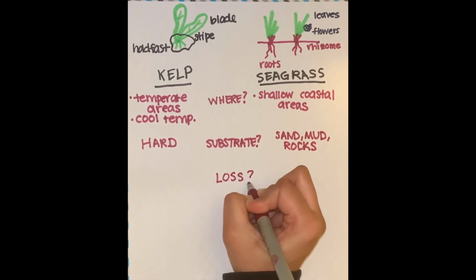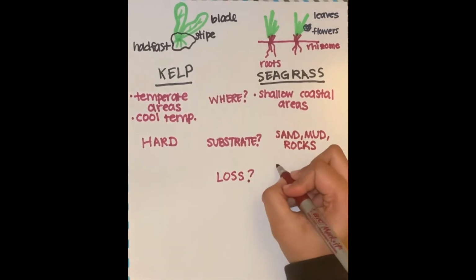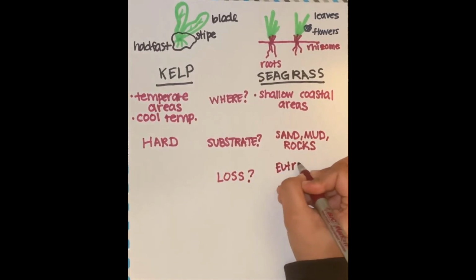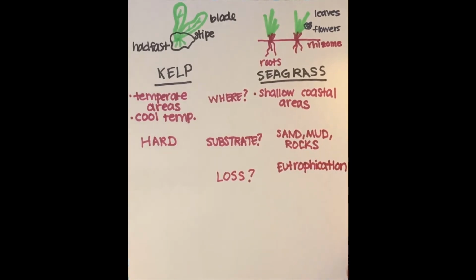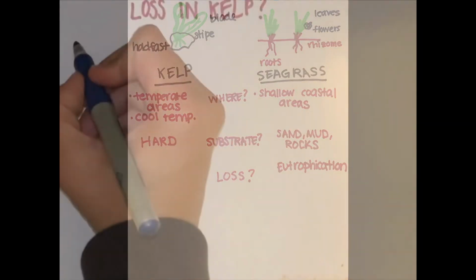Now, what happens from their loss? Remember when we learned about eutrophication, the increase in biomass due to an increased amount of nutrients? This can block the sunlight, because the mass on the top of the water would make the water murky and the seagrass cannot photosynthesize. What about loss in kelp?